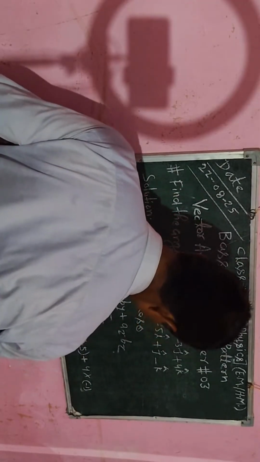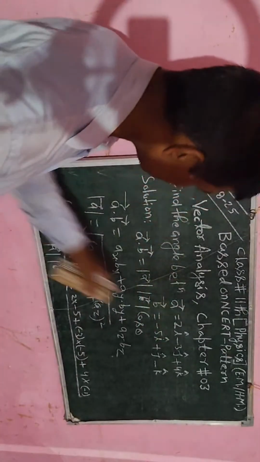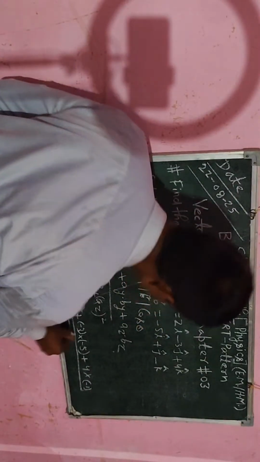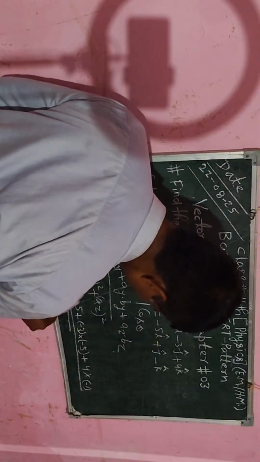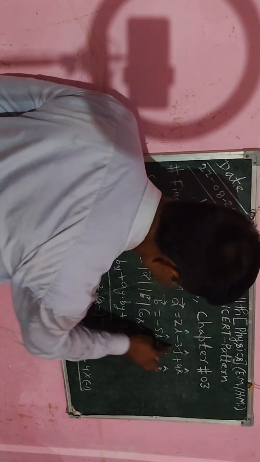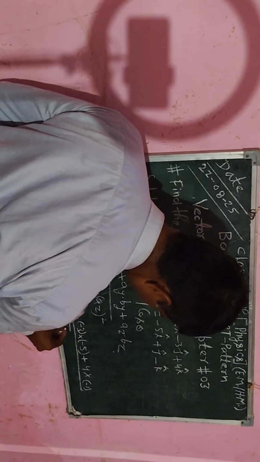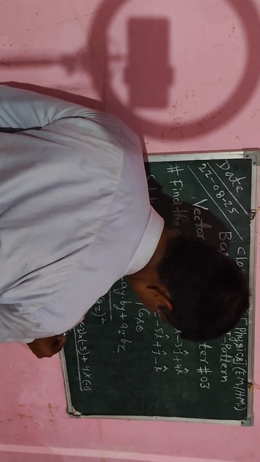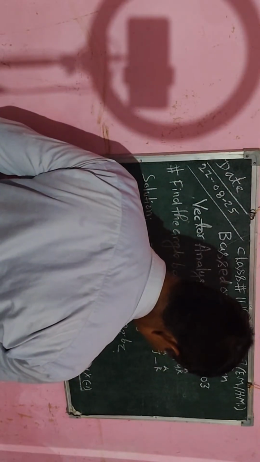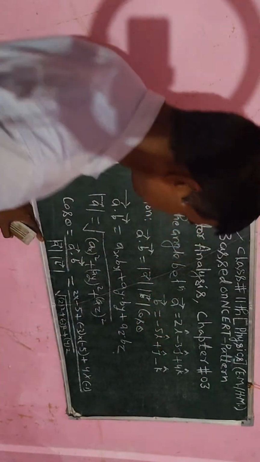Okay, divided by magnitude of the vector A. So magnitude of the vector A I have to write in the square root. In the square root, 2 whole square plus minus 3 whole square plus here I have to write 4 whole square. This is available in one bracket.